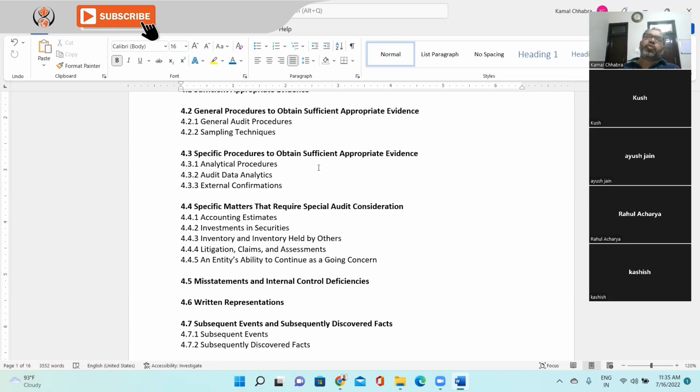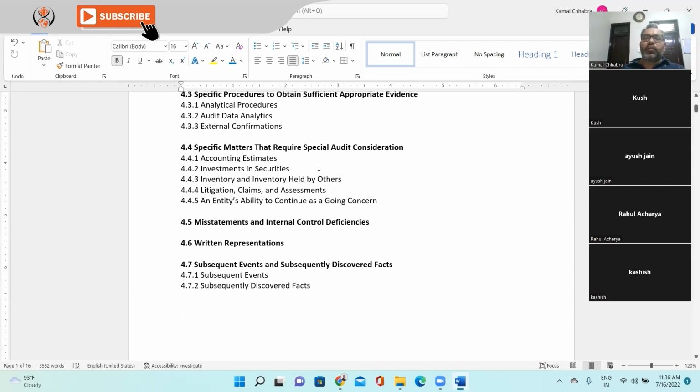Written representation should be addressed to the auditor and is to be signed by the management of the entity, right? So don't worry, we'll go through each section in detail. So here I'm just walking you through the entire overview so that you know, in this week and next 2 weeks, what you can expect in finishing off chapter number 4, right?